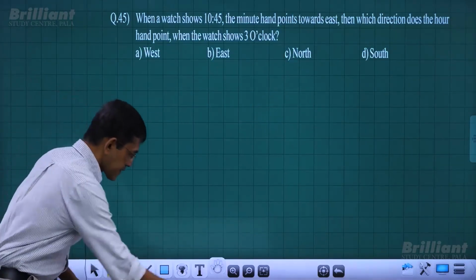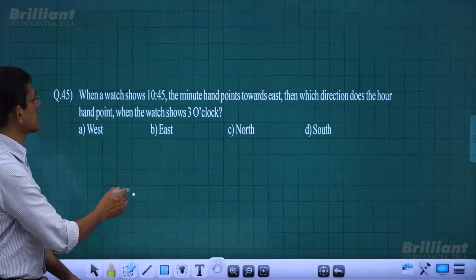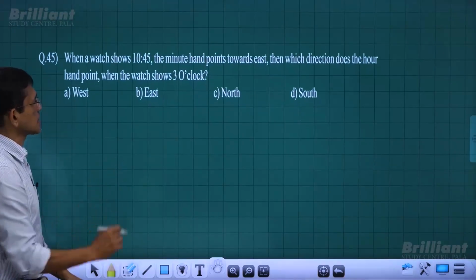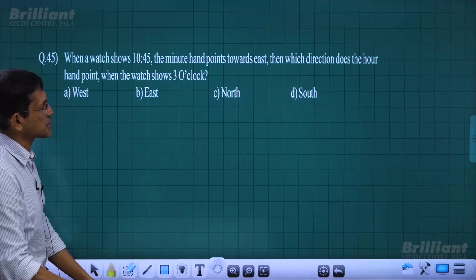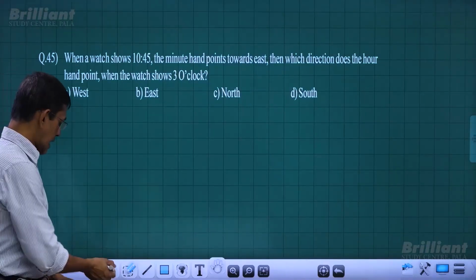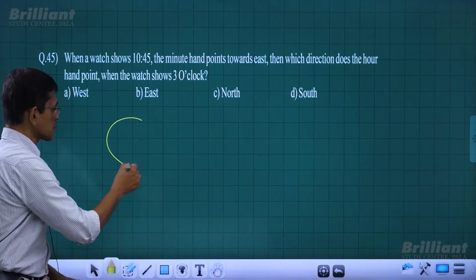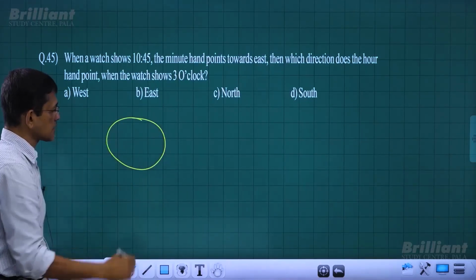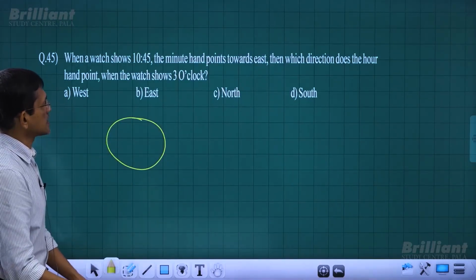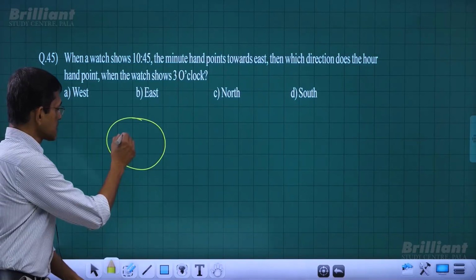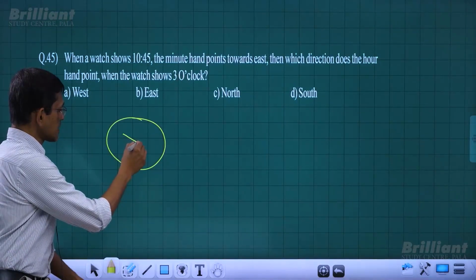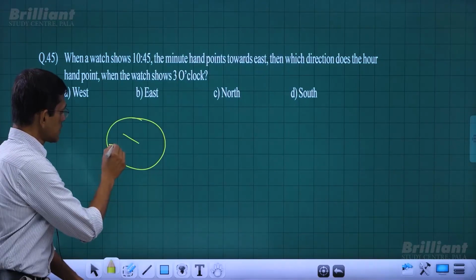Number 45. When a watch shows 10:45, the minute hand points towards east. Well, a watch shows 10:45. Look at this, the watch. We will just look at the dial of the watch. 10:45 means the hour hand would be somewhere here and the minute hand would be somewhere here.